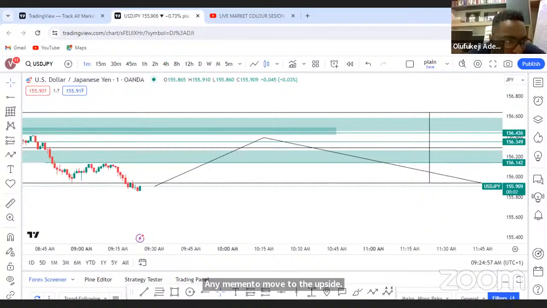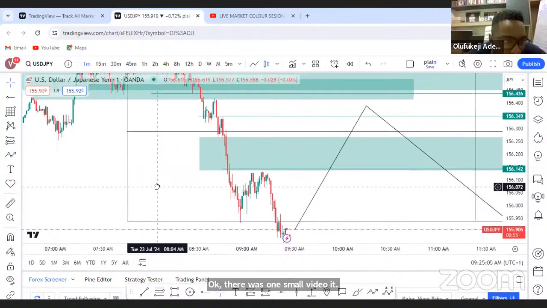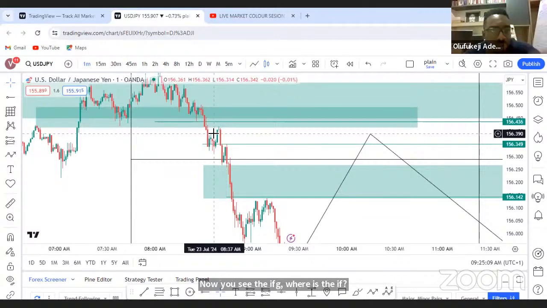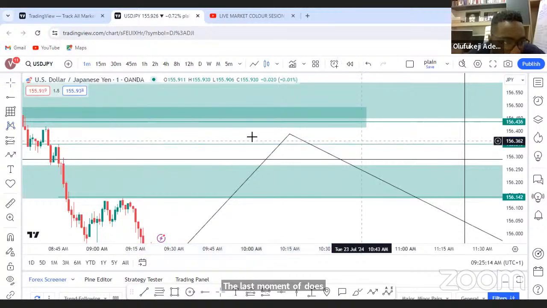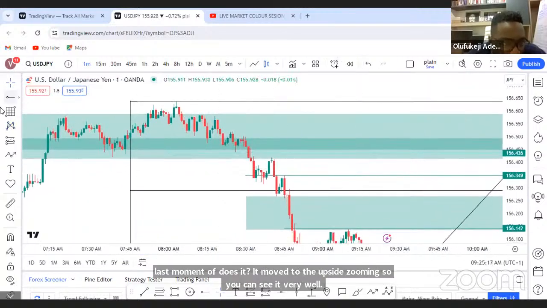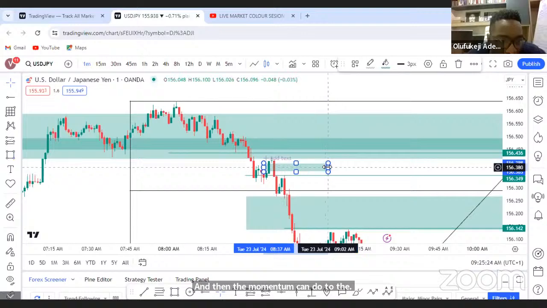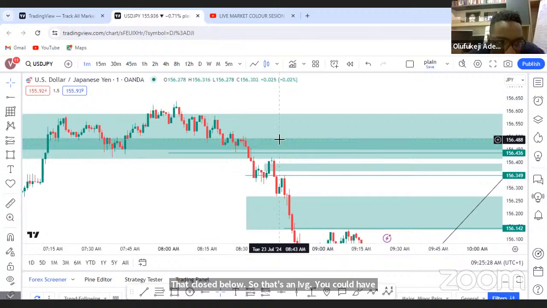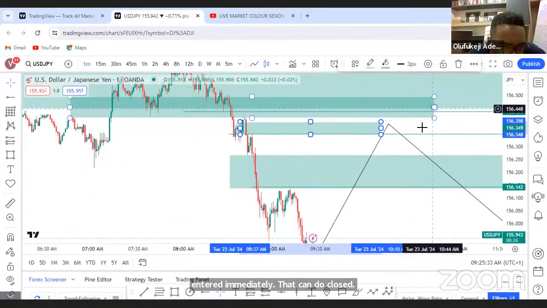Zoom in. I don't know if you can see it. Can you see the IFVG? Where is the IFVG? The last momentum move, a move to the upside. Zoom in so they can see it very well. A momentum candle to the upside, and then a momentum candle to the downside that closed below. So that's an IFVG. You could have entered immediately that candle closed. Okay, is there any other IFVG?